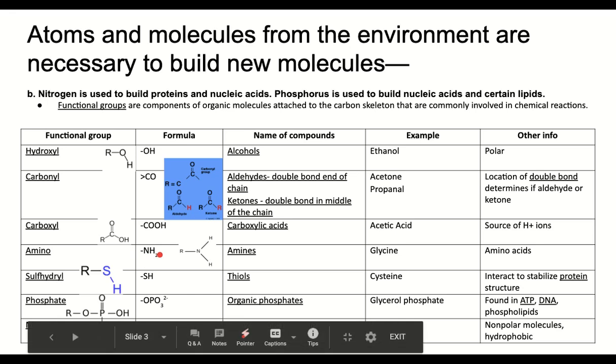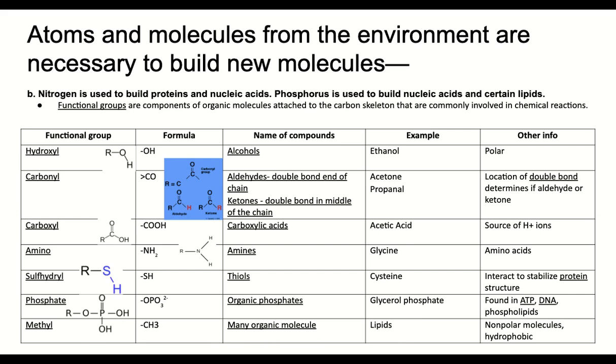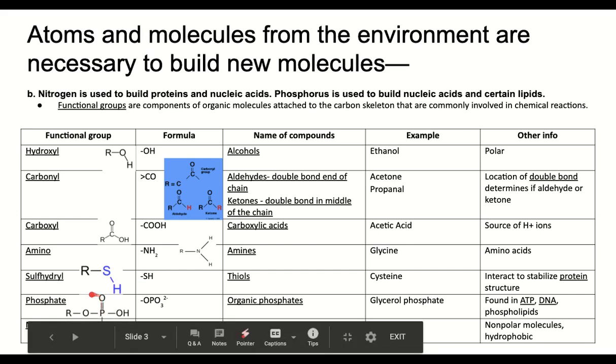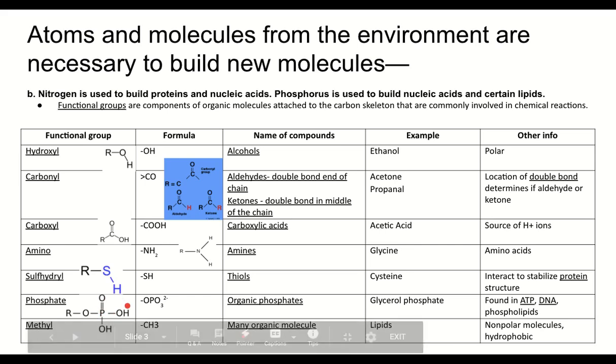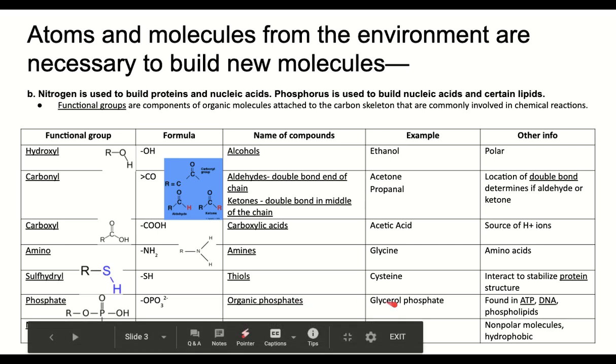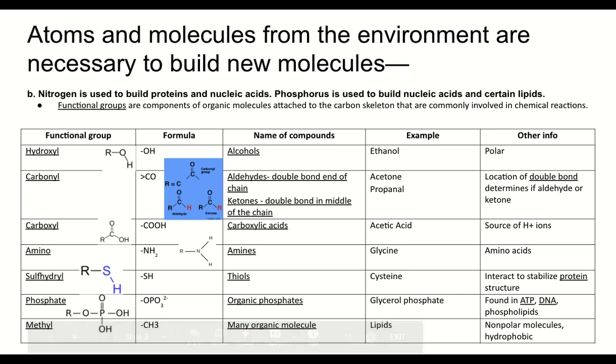The amino group is going to be found both in our proteins and our nucleic acids. And then phosphorus here in our phosphate group, very important both in nucleic acids but also in certain lipids. The phospholipids that we'll talk a lot about when we get to cells and cell membrane. Phosphate's also important in ATP, so when we get to energy transfer, we'll talk a lot more about phosphate groups moving around.